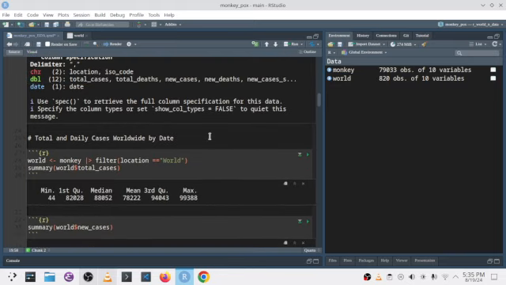We come down very quickly and pull out the world data by simply filtering location to world, and then we do a summary on the total cases. Now, as of the last Friday of July, from day one in 2022 up until today, there's been a total of, and this is important, 99,388.